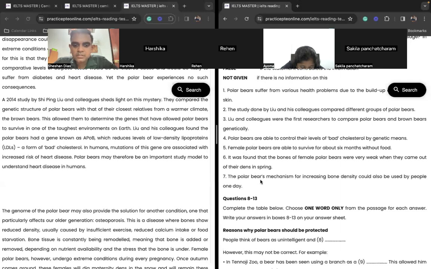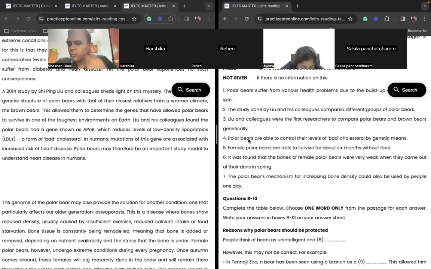Similarly, for all of these questions, you follow that same structure. If you just do one more question from that, polar bears are able to control the levels of bad cholesterol by genetic means. Again, polar bears, you have it here and you have it here. Bad cholesterol is here. So if you just read maybe from this part, Liu and his colleagues found the polar bears had a gene known as APOB, which reduces levels of low density lipoproteins, a form of bad cholesterol. So what have they asked? Polar bears are able to control their levels of bad cholesterol by genetic means.